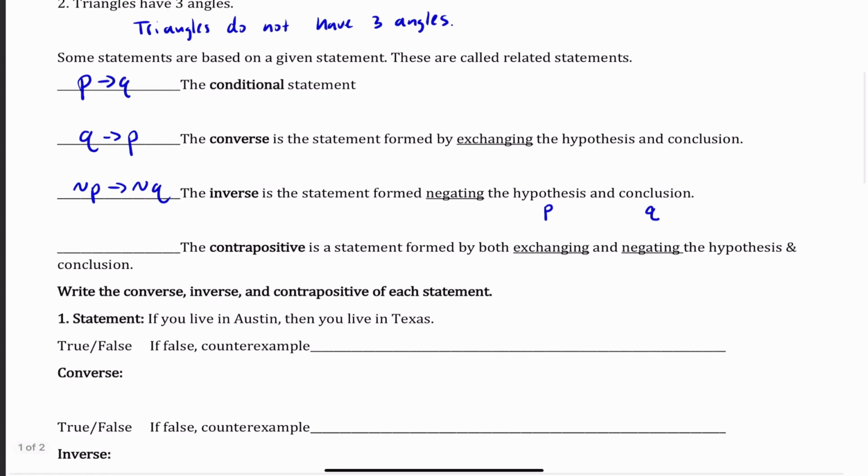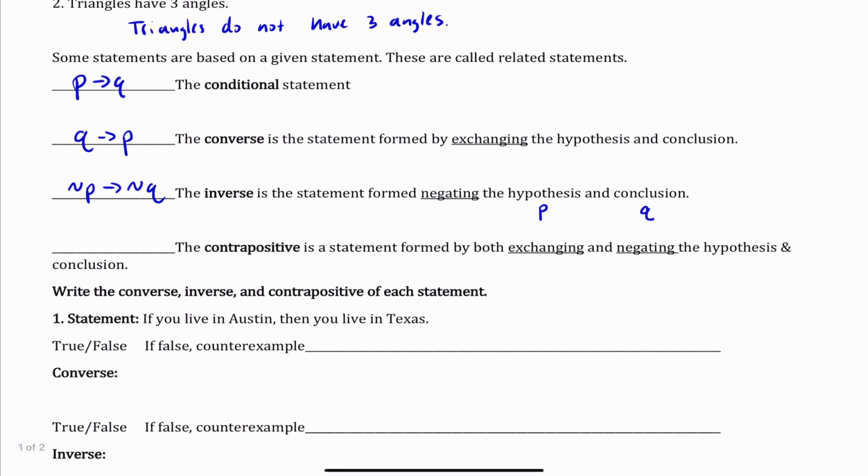The contrapositive is a statement formed by both exchanging and negating the hypothesis and conclusion. So I'm going to exchange. Watch this. So here's my original form. I'm going to exchange it and say Q, then P, but I got to negate it. So I'm going to say not Q, not P. So that's the contrapositive. So please make sure that you have all this memorized. So what's the conditional? What's the converse? What's the inverse? What's the contrapositive? You should be able to differentiate these forms.